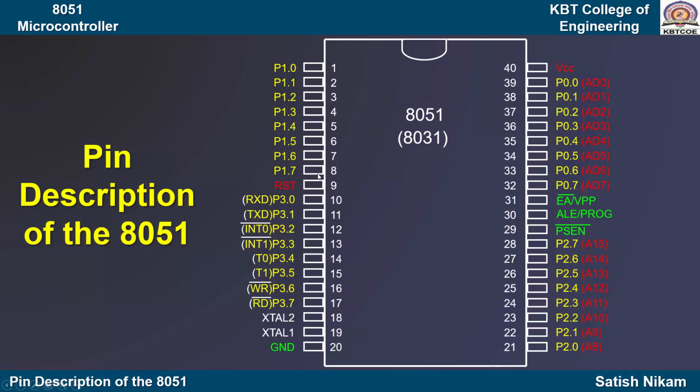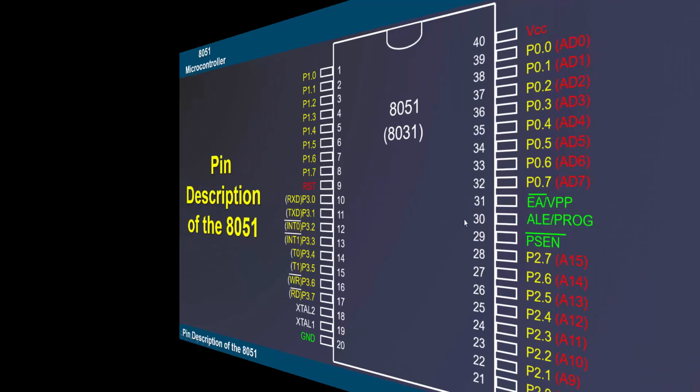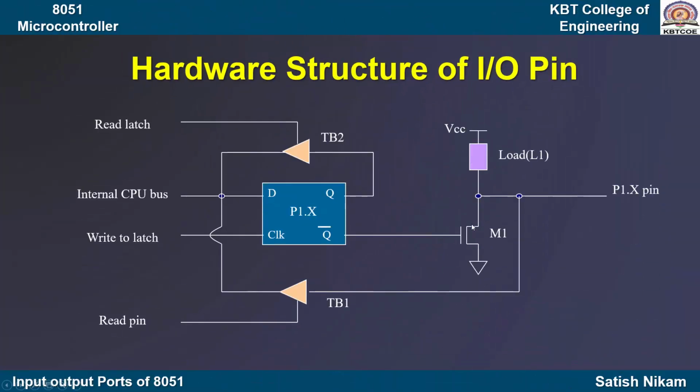When an I/O pin is configured as an input pin, it can be used to read the state of an external device. And when the I/O pin is configured as an output pin, it can be used to control the state of an external device. By understanding the hardware structure of a pin, we can understand how to configure these pins as an input pin and output pin. Let us consider the example of a pin of port 1.